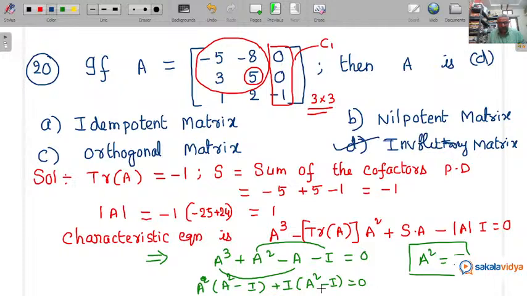Here A square factors as A square minus I into A square plus I equals 0. So A square is equal to I or A square is equal to minus I. For A square equal to minus I, we don't have any particular name. So since A square is equal to I, A is said to be an involutory matrix. I hope it's very clear to you.